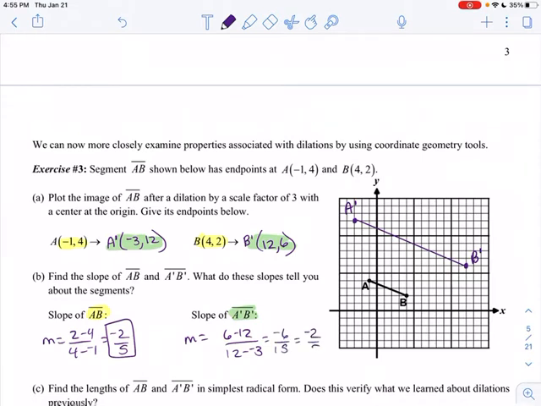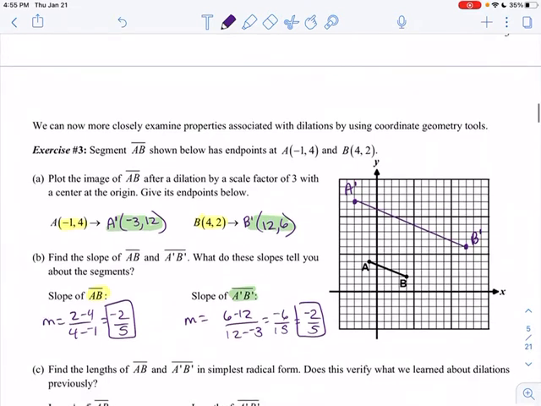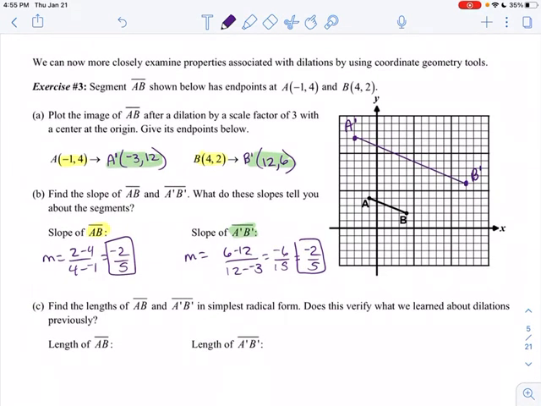is also 2/5. Now we talked about this yesterday, how if you dilate a line, you're going to get another line that's parallel, and that's exactly what happened because they have the same slope. So what do these slopes tell you about the segments? They are parallel.